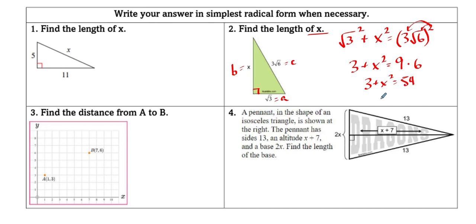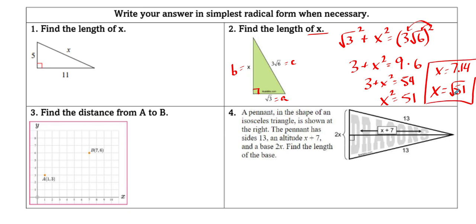We subtract 3 from both sides. We get 51 on the right side, and then the square root of 51 is the value of x. Again, if you want to write that as a decimal, you can, but you really don't have to. We could just leave it directly like that. That's a simplified radical. Or, if you'd like, as a decimal, that's 7.14. Either of those is okay.